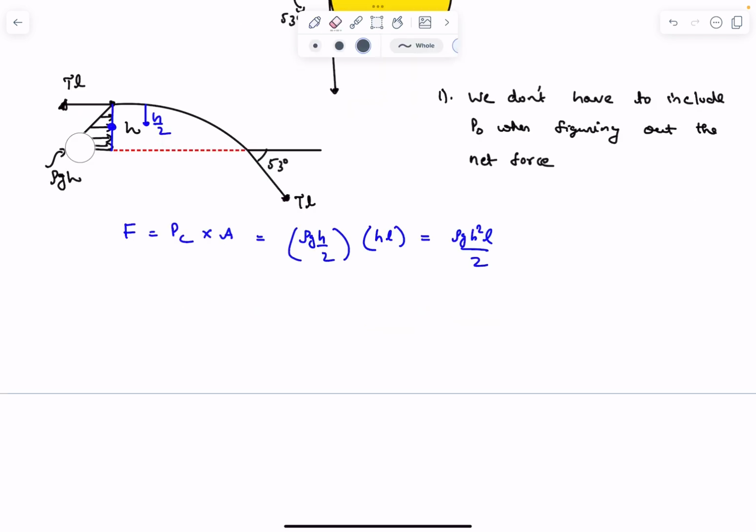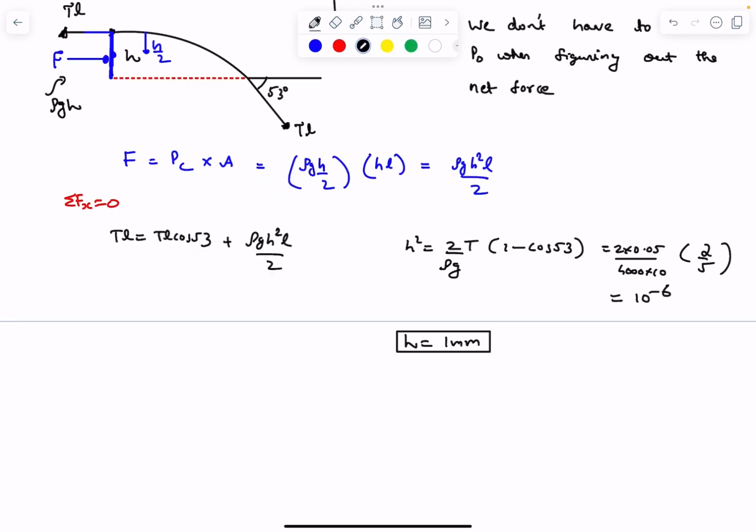So now I'm going to get rid of this diagram and I'll directly show it over here. The net force acting on the surface is F. Okay, and I'm not writing down the force acting at the bottom surface because we only want the horizontal force, guys. Now we can write sigma Fx equal to 0 for this fluid element. So we can say F plus TL cos 53 equals T into L. Once you do the force balance and solve for the value of H, you get the answer of H as 1 mm.